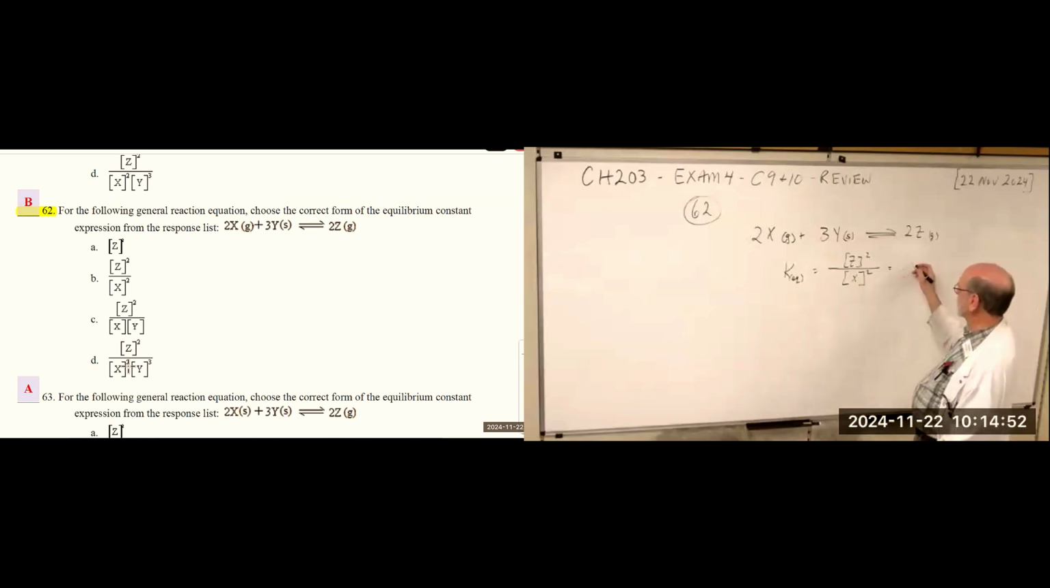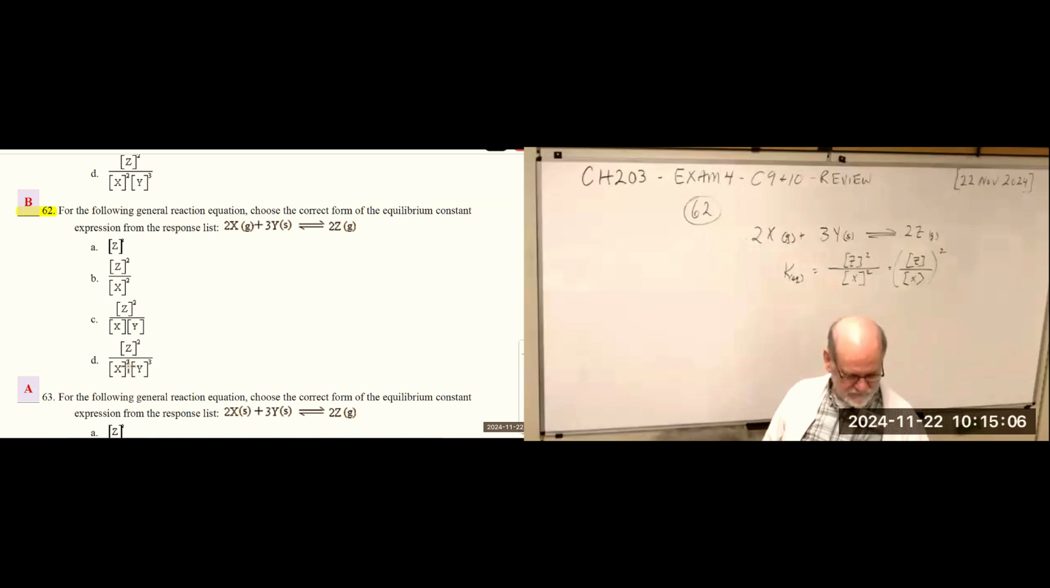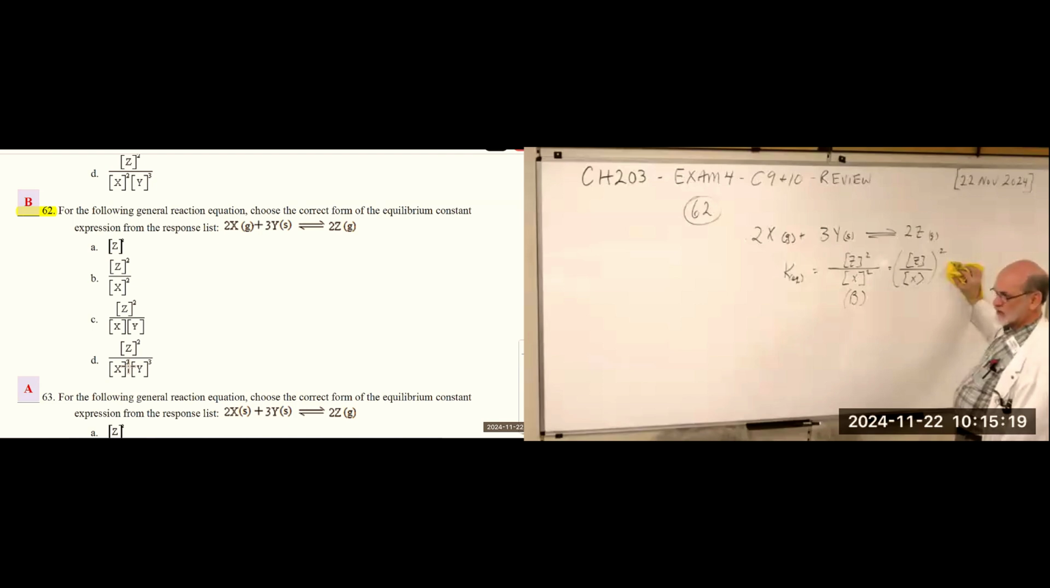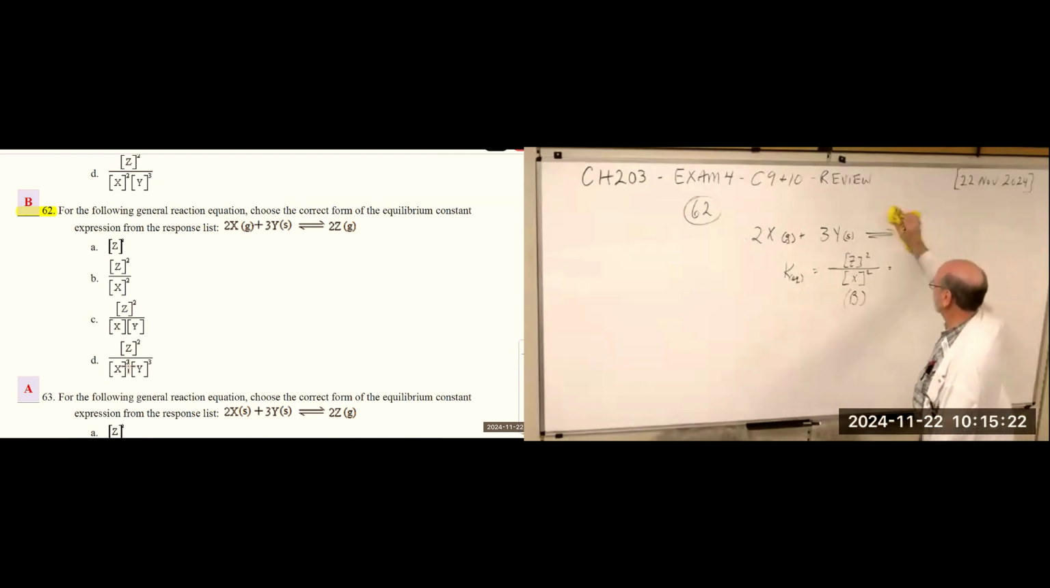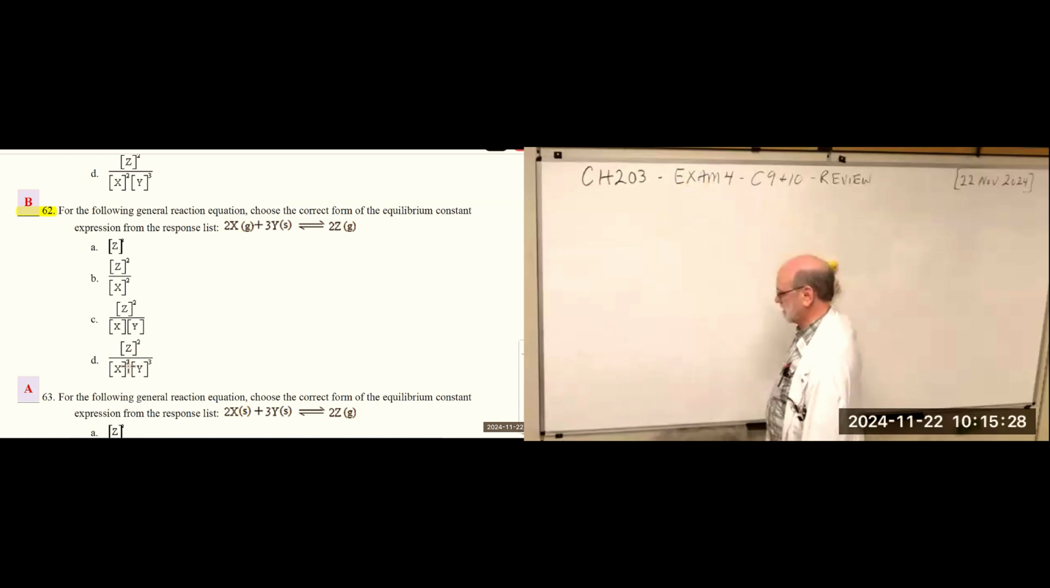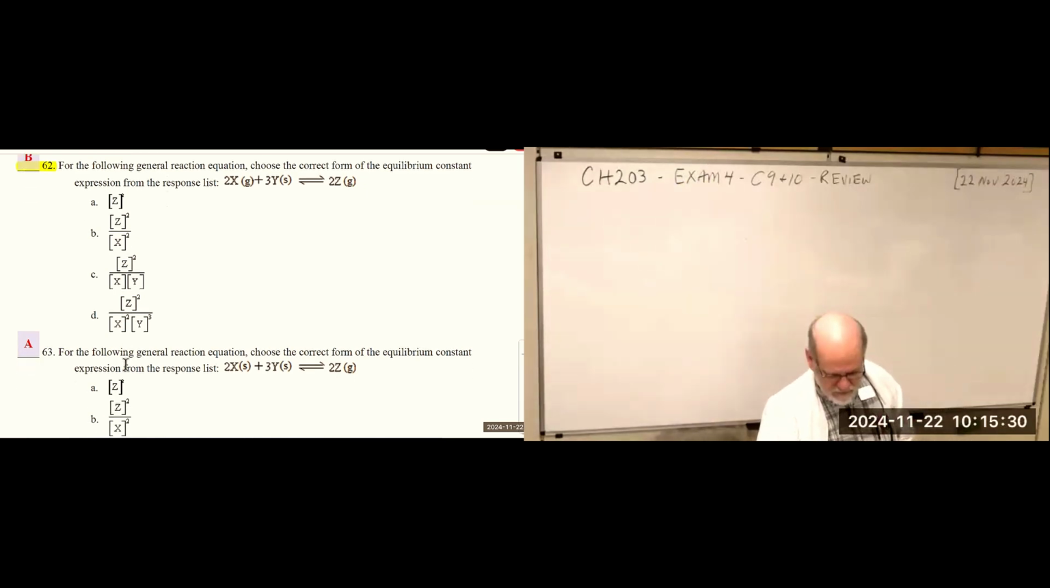We could write this as, I don't know if we're going to need it, but we could write it this way and bring the power outside. That would work. No, we don't need it. B works. There's B. I'm just exercising my algebra brain. Right, 62.